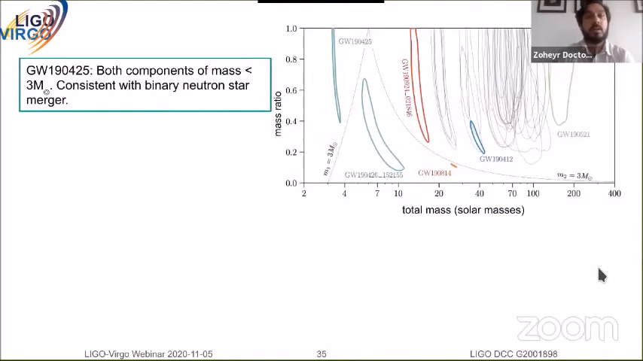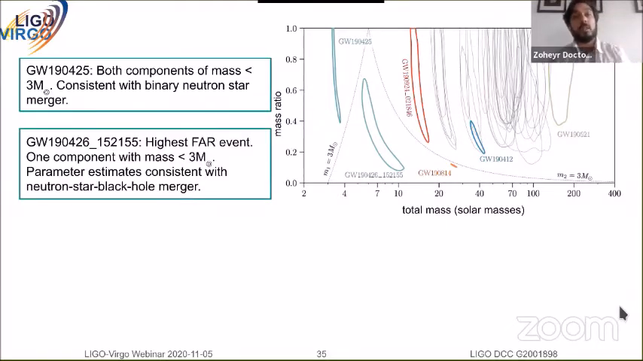So let's dig into this plot a little bit more. I want to highlight a few events. Firstly, GW190425. Both components of this system have masses less than 3 solar masses, which is consistent with a binary neutron star merger. That's why you see it in the top left of this plot on the left-hand side of that M1 equals 3 solar masses line. This has been published before, so you've seen it. Next is GW190426_152155. As Sarah mentioned, this is the highest false alarm rate event. It's low significance, but nevertheless, we can still run our parameter estimation routines on the data. And we find that one component has a mass less than 3 solar masses. So this would make it consistent with a neutron star black hole merger, but again, it's low significance.